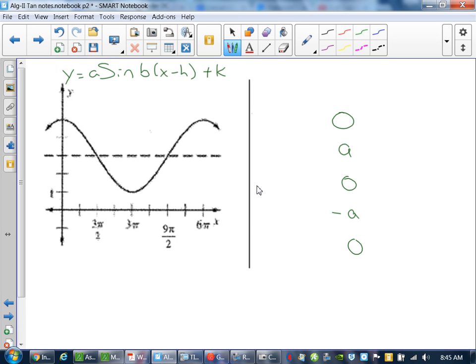In this case, what's your k value? We'll start with that. What's our k value? Whereas 0 would have been here, it's been moved to here. 3. So k is 3. All right. We can also figure out your a value. Your a value is the distance between your 0 and your peaks and valleys. So it's 2.